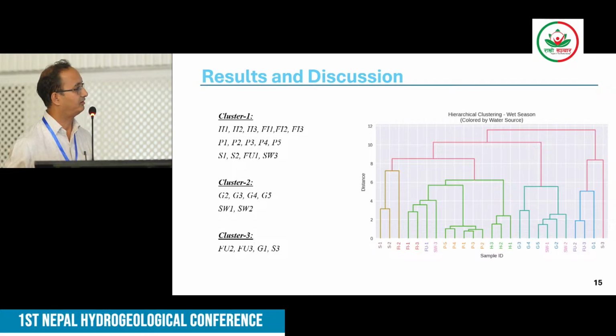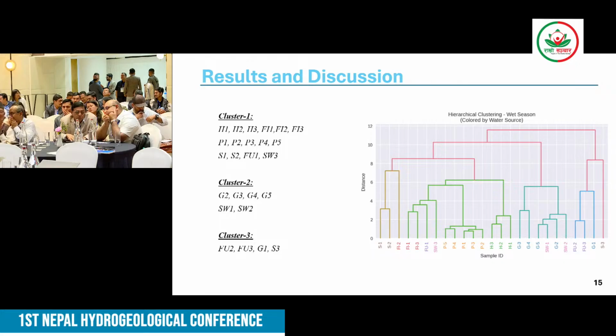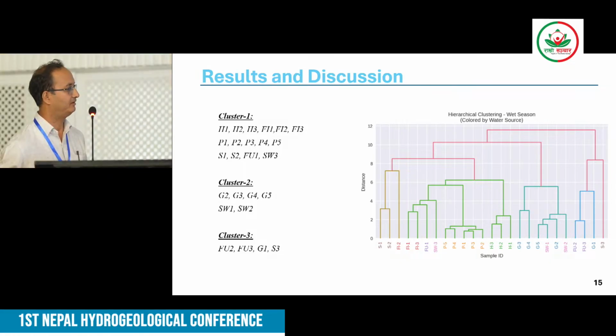So we have the three clusters. If you see here, in cluster 1, these are the river, the lake, and the river. So the river and the lake are in cluster 1. In cluster 2, we have the groundwater, both deep and shallow, and cluster 3 is this river and a few groundwater sites.